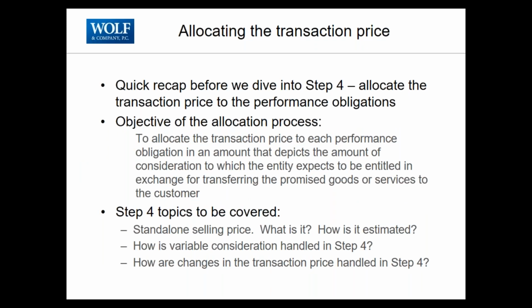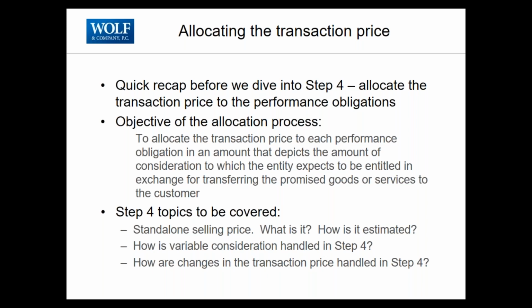So to help us do that, just a quick refresher on what we're trying to accomplish here. So step 4 is allocating the transaction price. So we are allocating the transaction price as determined in step 3, including any variable consideration, to the performance obligations that we identified in step 2. And I have listed here the objective when allocating the transaction price. And I think it's important to read it just because it is referenced multiple times further down in the guidance when making some other decisions.